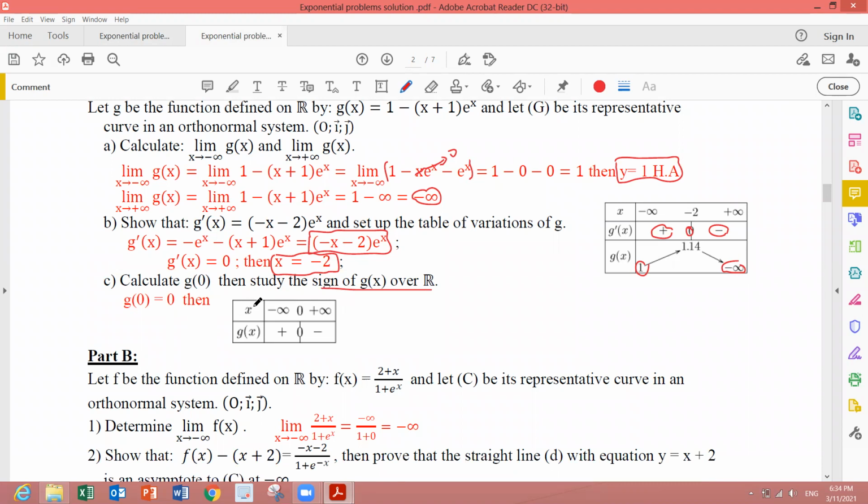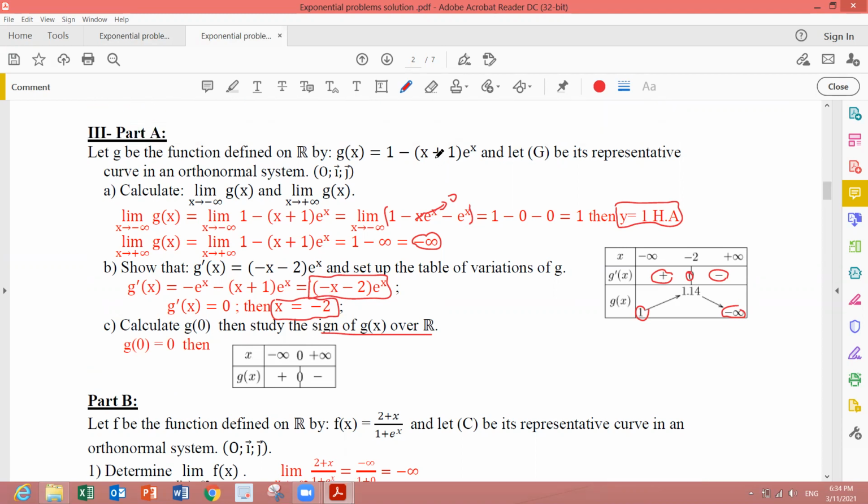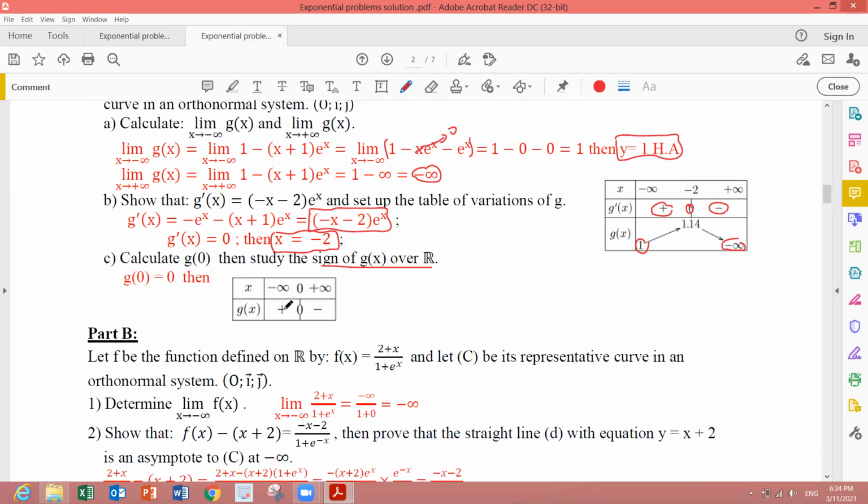So to deduce the sign, I make a sign table: x, g(x), minus infinity, plus infinity, 0. At 0 it is 0. To know the sign, I take a number greater than 0, like 1. If I replace it here in g(x), g of 1 will be 1 minus 2e, which is negative. So here negative, and here it is positive.